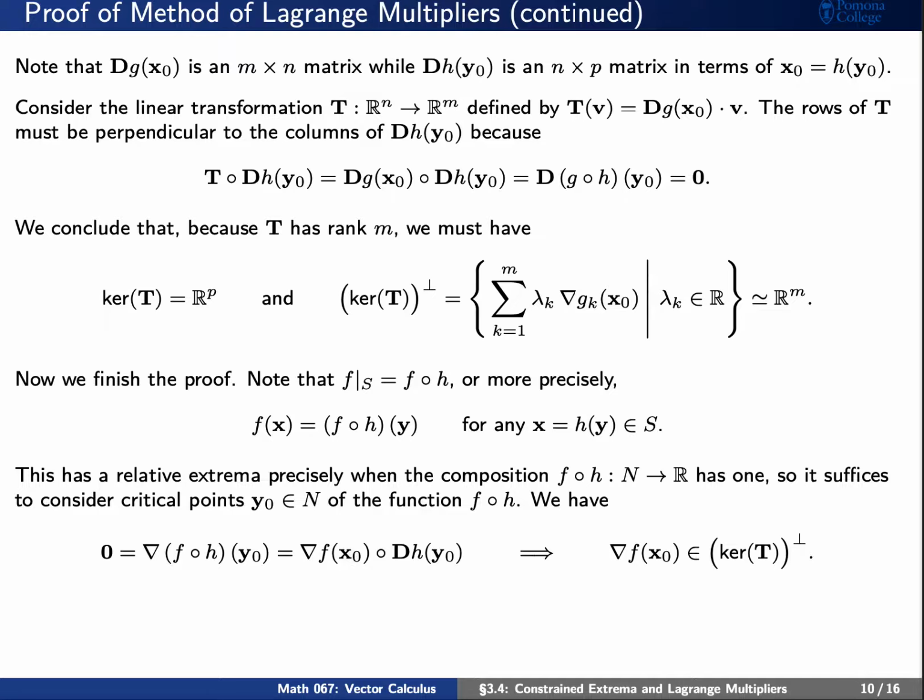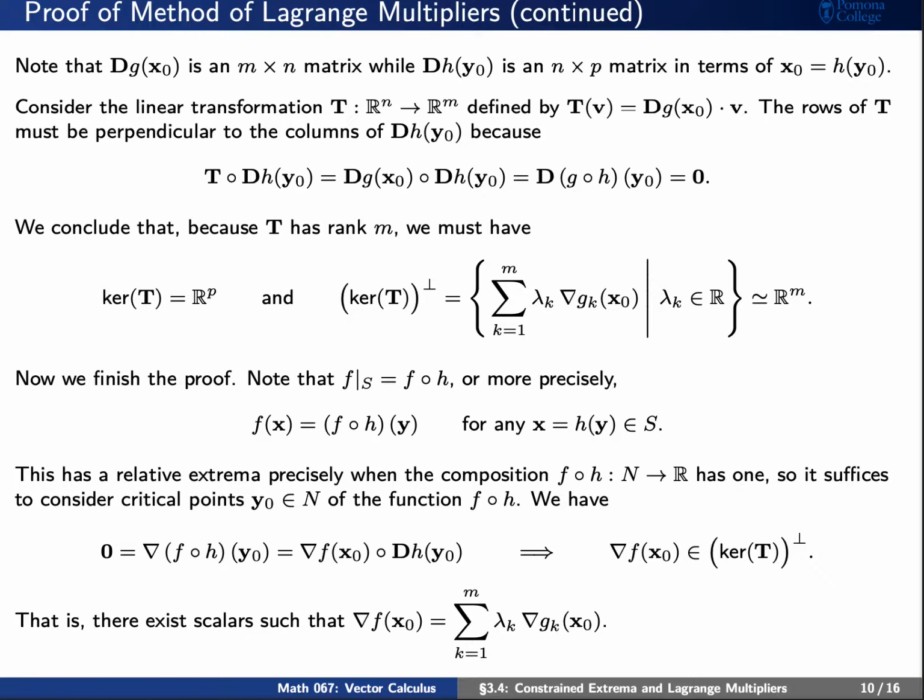But now we see that this vector, the gradient of f, must be perpendicular to the columns of the derivative of h. But we just found what that space was. That was the orthogonal complement of the kernel of our linear transformation T. But this orthogonal complement is simply spanned by the rows of our derivative. So we see that the gradient of f must be a linear combination of the rows coming from the derivative of g. That is just a linear combination of the gradients of each of the g_k's.